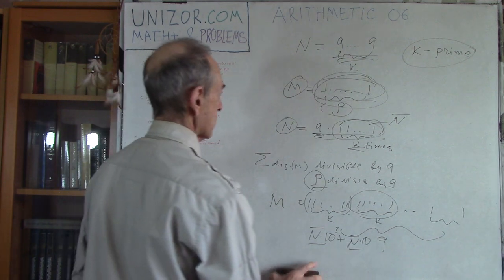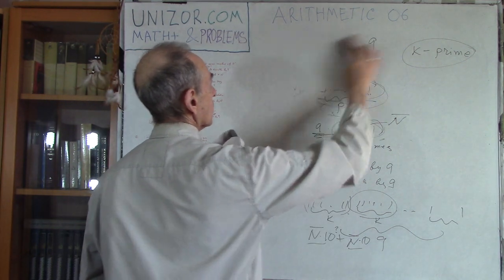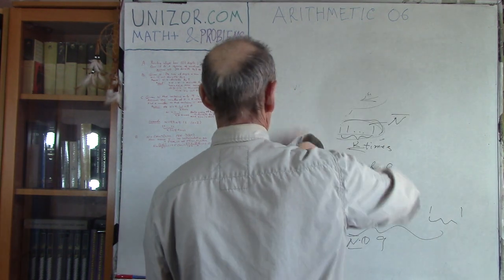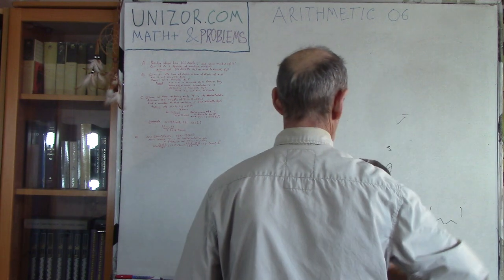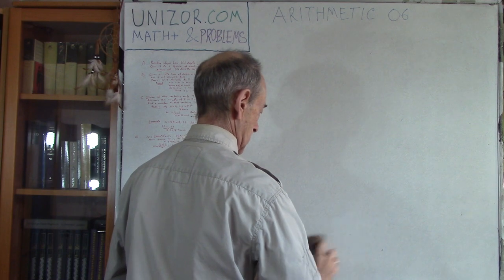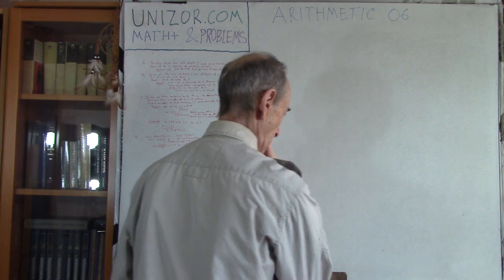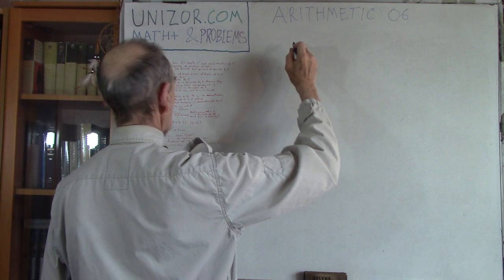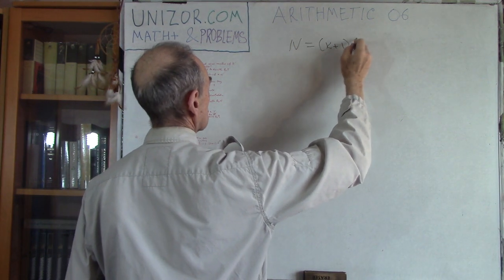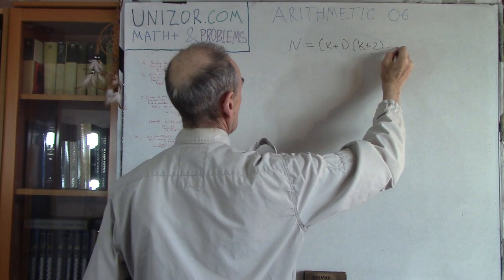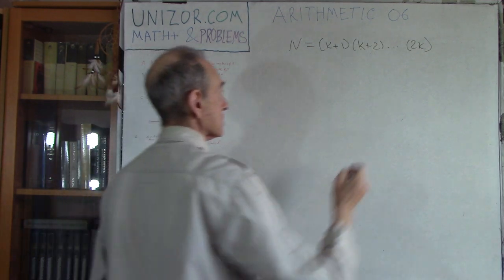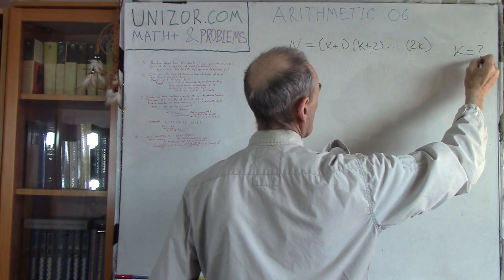Okay, so this is the third one. Now the fourth. Okay, now we have a number n which is equal to k plus 1, k plus 2, etc., 2k, the product of numbers, where k is something, doesn't really matter.